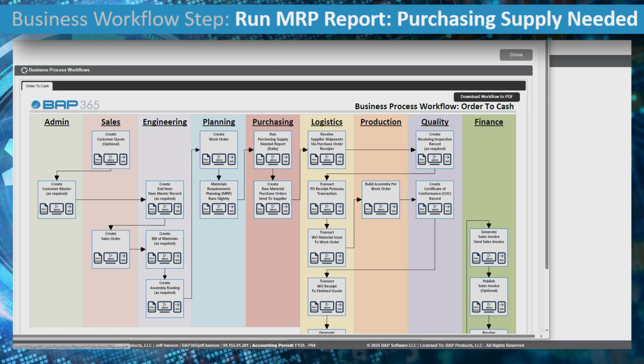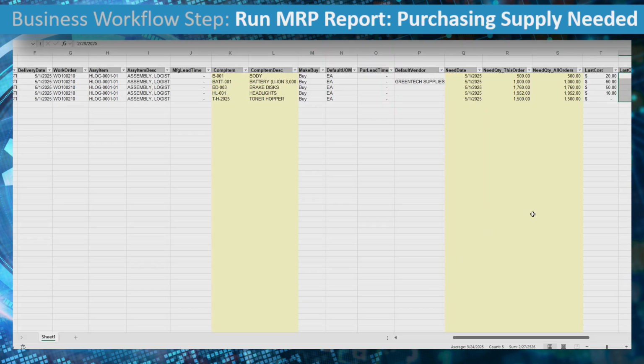So now our purchasing folks are ready to take action on this raw material that is needed. That will complete this step in the workflow, and then the next step would be for the buyer to actually create purchase orders to bring this raw material in. So we'll show that on the next step of the order to cash workflow.